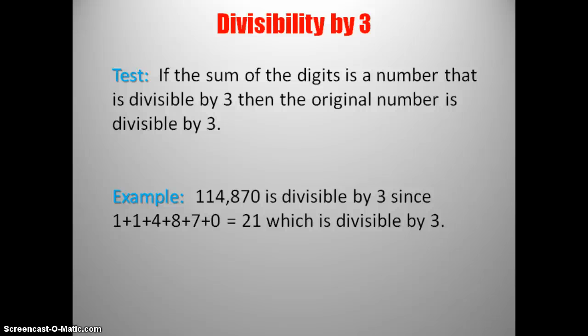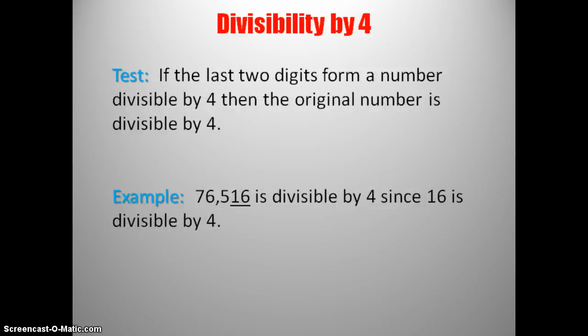Now, this test can be done over and over again. Even if you didn't know that 21 was divisible by 3, if you add the 2 and 1, the digits of this number, you get 3. And we know that 3 is always divisible by itself, just as any number is.